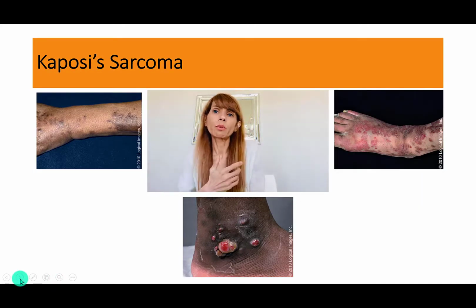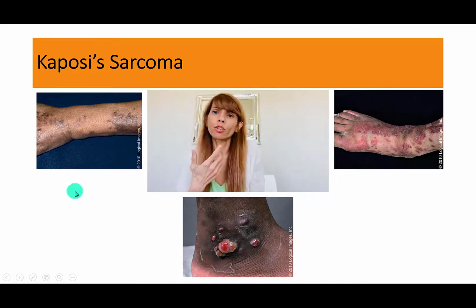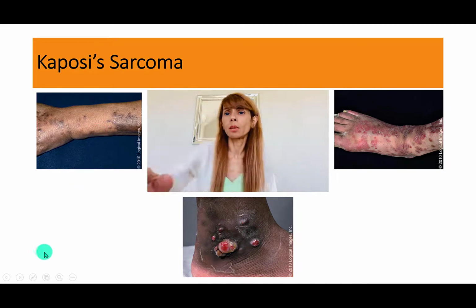So these are different types of Kaposi sarcomas. They can be present on the ankles, on the heels, on the feet, on the extremities, and the treatment is going to be, of course, surgical and then immunotherapy and chemotherapy.